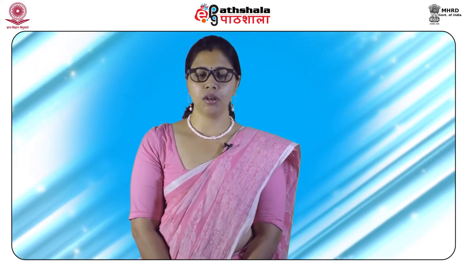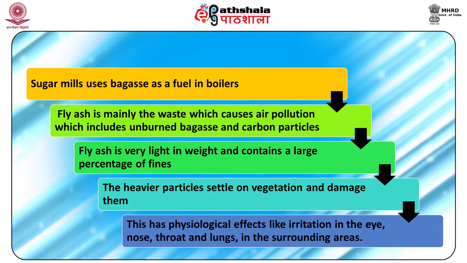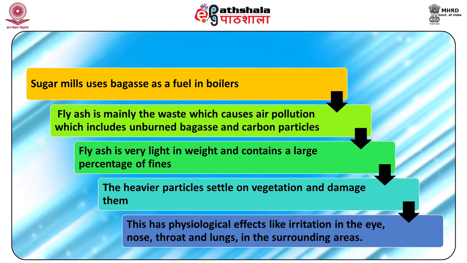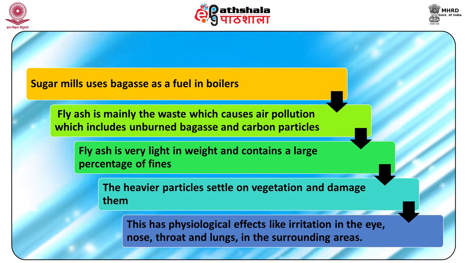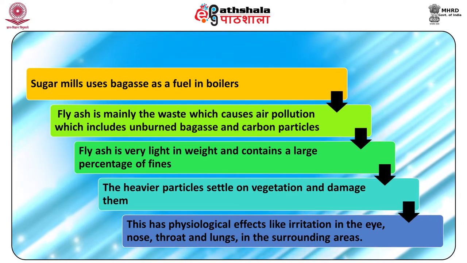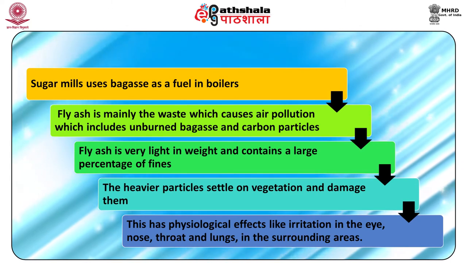Air pollution associated with the sugar industry. Sugar mills use bagasse as a fuel in boilers. Fly ash is mainly the waste which causes air pollution, which includes unburned bagasse and carbon particles. Fly ash is very light in weight and contains a large percentage of fine particles.